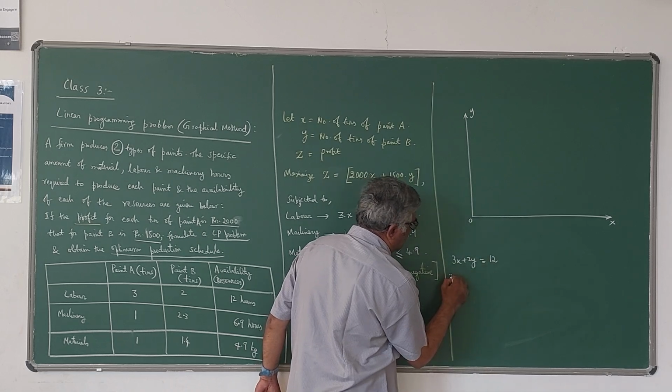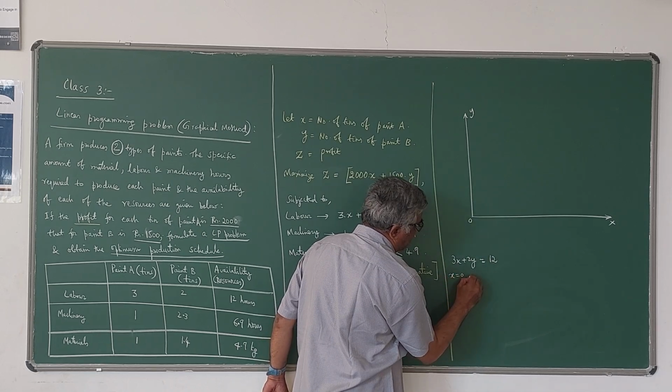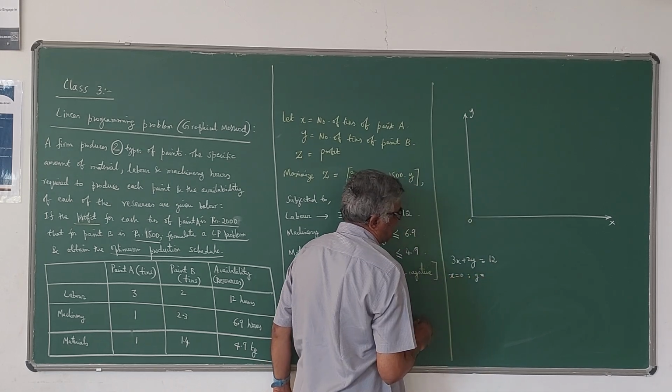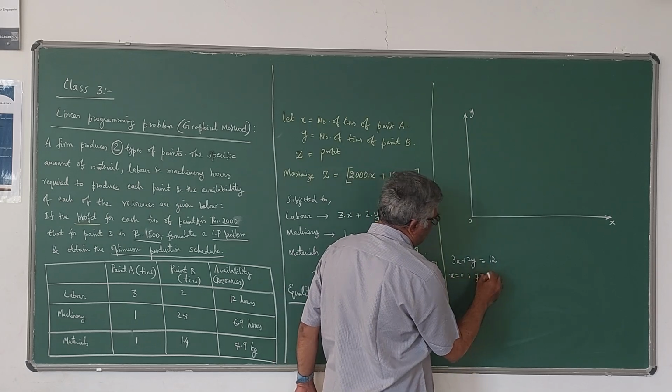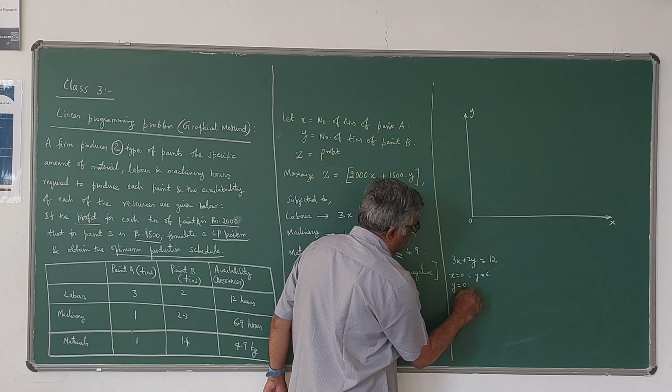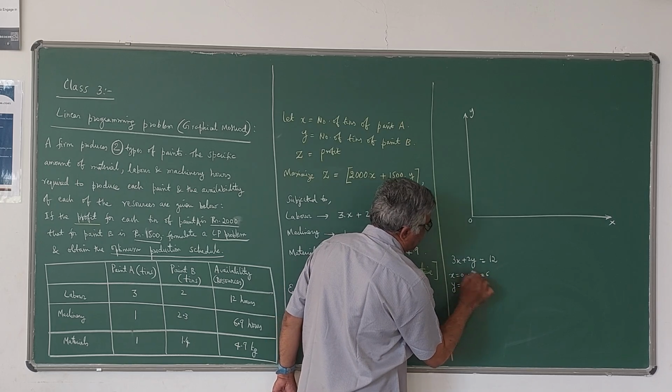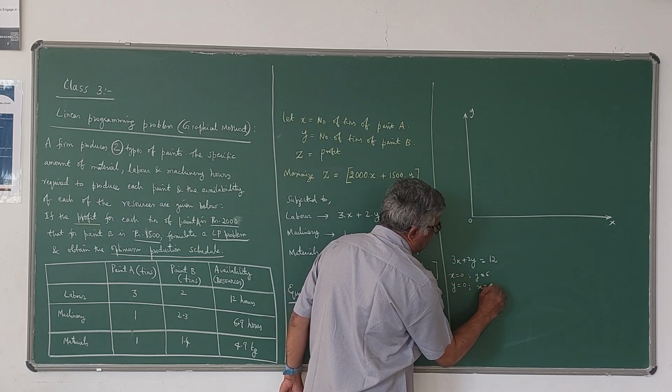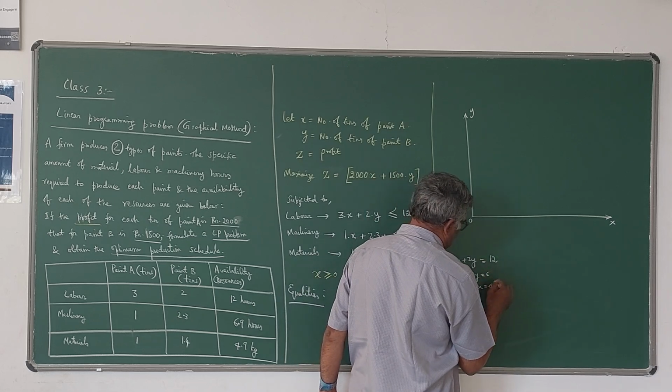So put x is equal to 0. Same procedure we are following. Find out y. So 2y will be 12, therefore y will be 6. If you put y is equal to 0, 3x will be 12, therefore x will be 4.